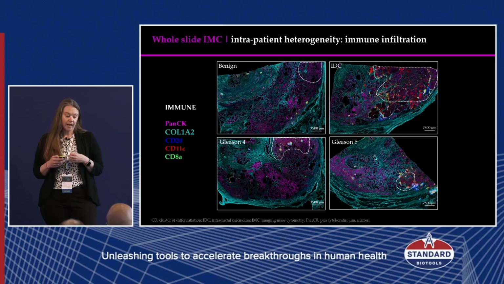And if we look at the immune content in these sections, we can see different infiltration patterns into that pathologist annotated region across the 4 histologies. I think the take-home message here, though, is that there isn't a lot of immune infiltration. And from what we know about the prostate tumor microenvironment, that's not exactly surprising.